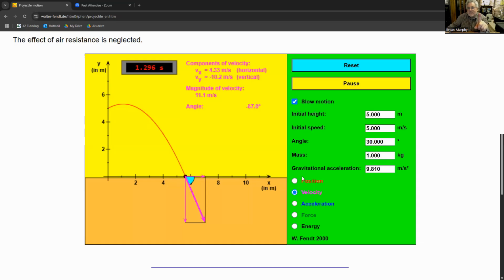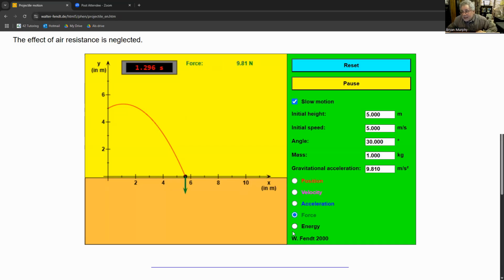I haven't shown you the acceleration yet. Reset. Acceleration. Very boring, because the acceleration acts downwards and does not change size. Okay? So there are lots of multiple choice questions about those, where they're talking about vectors: position vector, velocity vector, or acceleration vector.